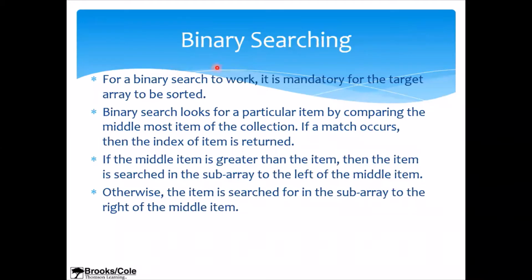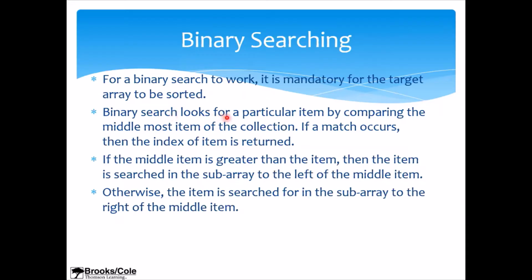So another type of searching in data structure, specifically in an array, is binary searching. When we say binary searching, for a binary search to work, it is mandatory for the target array to be sorted. It means that when we are going to deal with binary searching, all the elements within an array or within the list must be sorted.